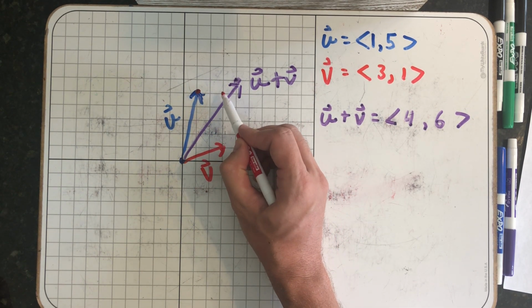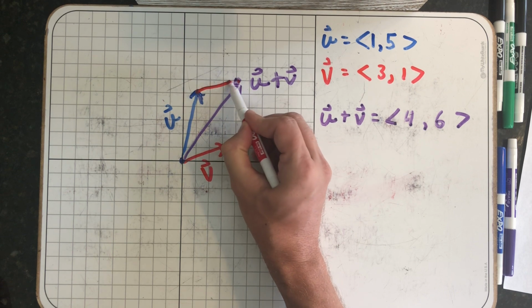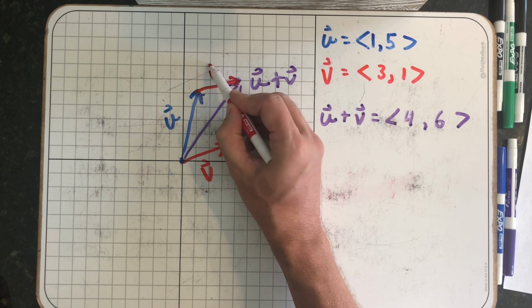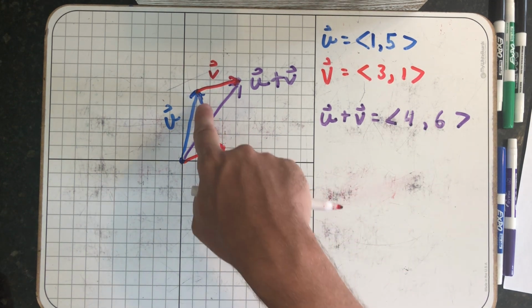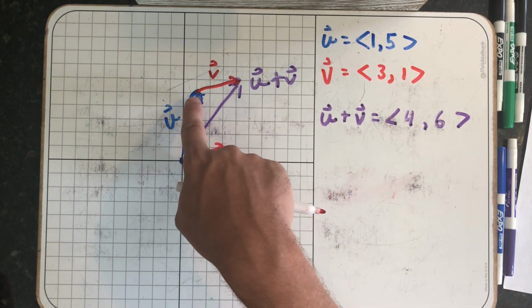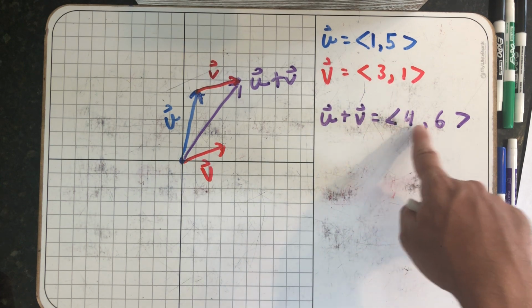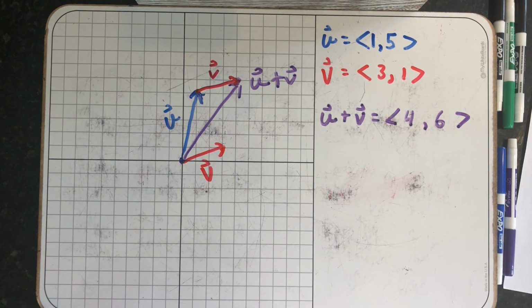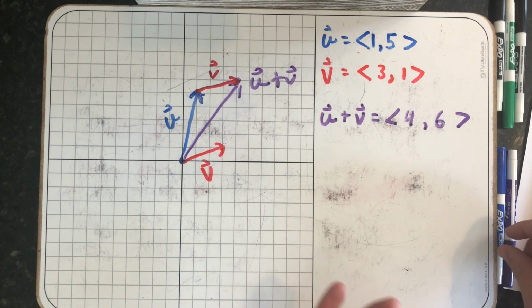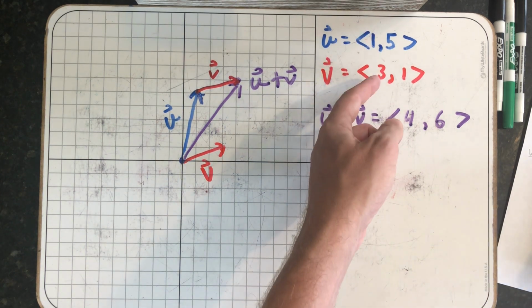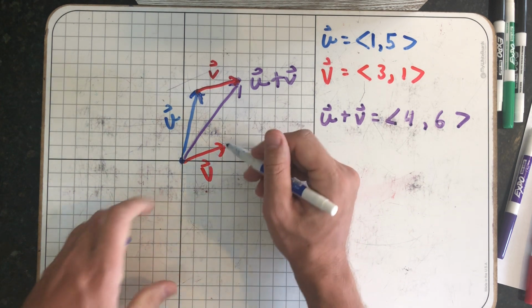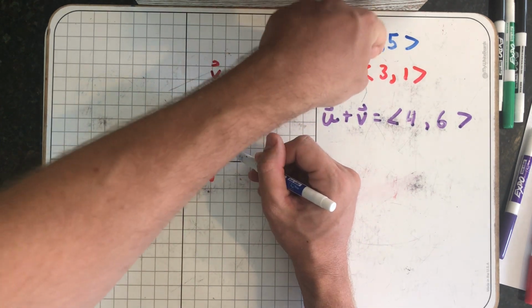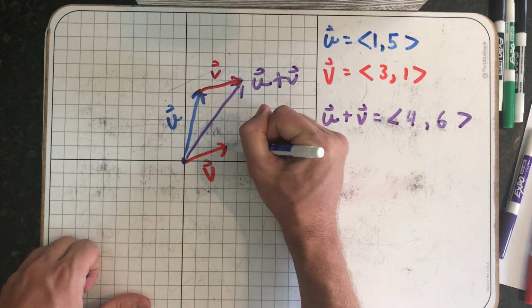So over 1, 2, 3, and up 1, I end up at the terminal point of u plus v. That was the point 1, 5, and if I go over 3 and up 1, now it's the point 4, 6. Order in addition doesn't matter, right? 1 and 3 make 4, 3 and 1 make 4. So I could start at the end of v and go over 1 and up 5 to get to that point as well.